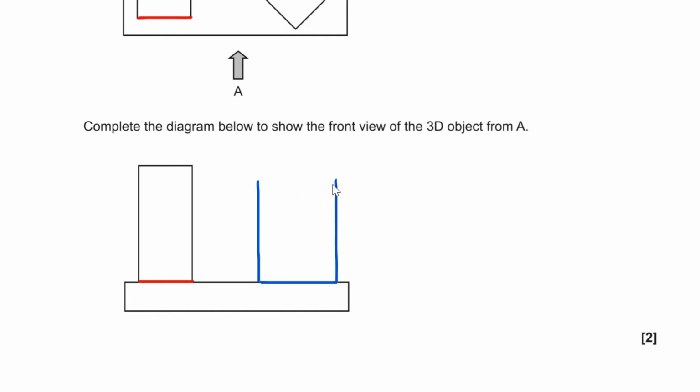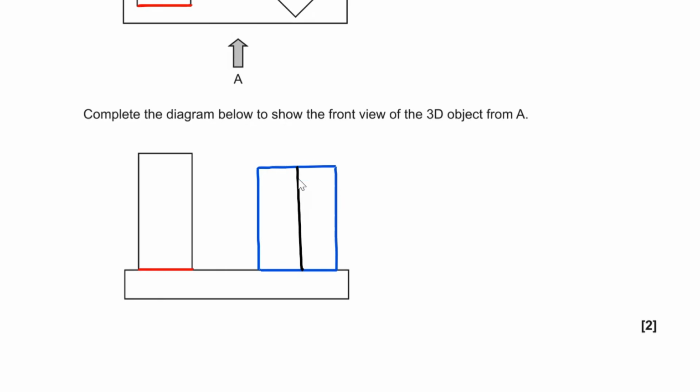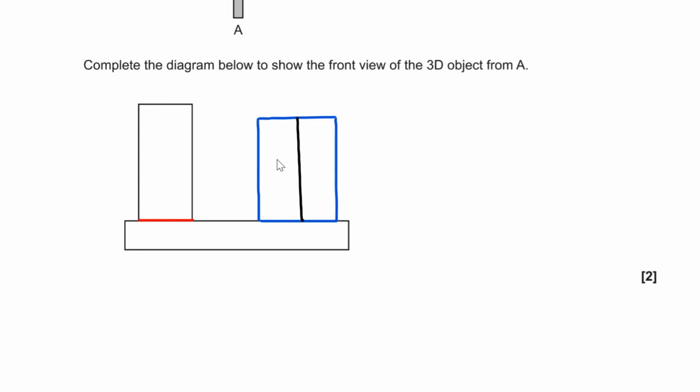And then what we need to do is split this up into two equal parts. So we'd have a line going down here. So here is our completed diagram.